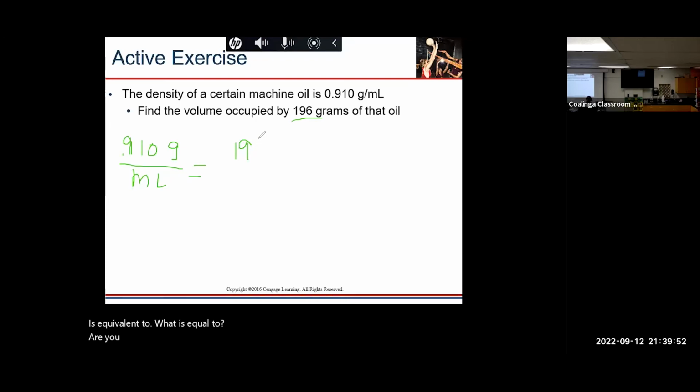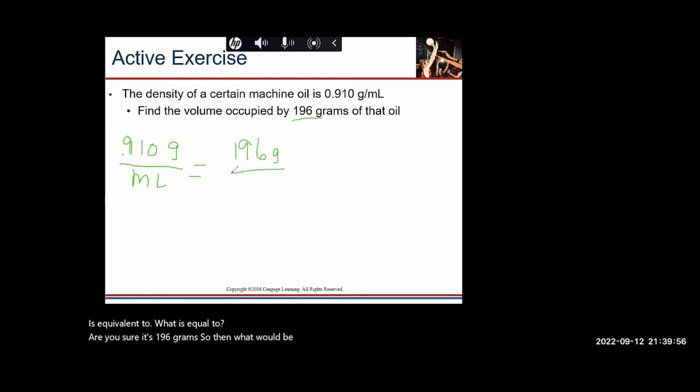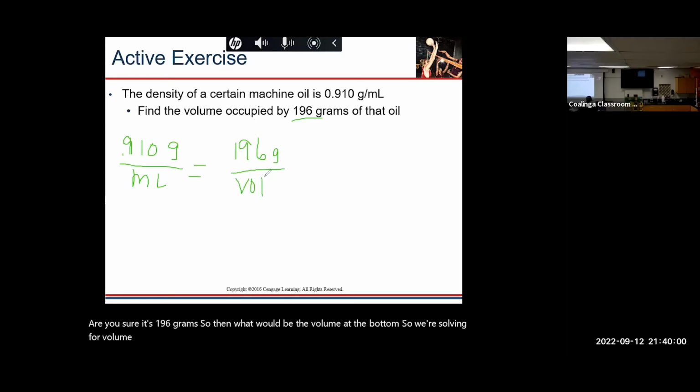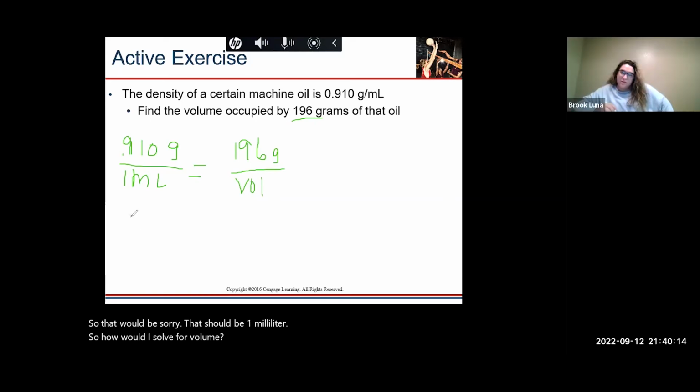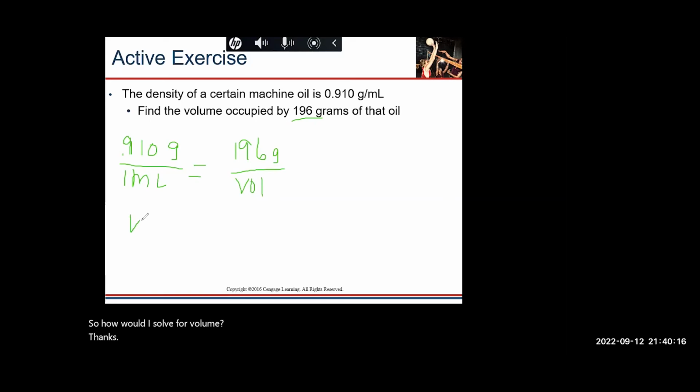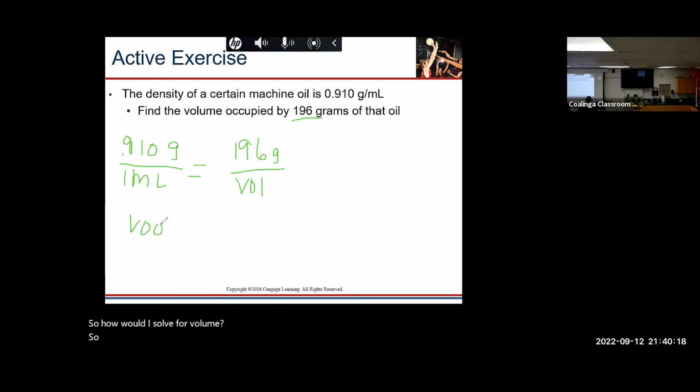And then 196 grams. So then what would be the volume at the bottom? We're solving for volume, since we have the grams on top. So how would I solve for volume? Would you multiply across? Yeah, multiply across. So I'm going to multiply across to get volume by itself.